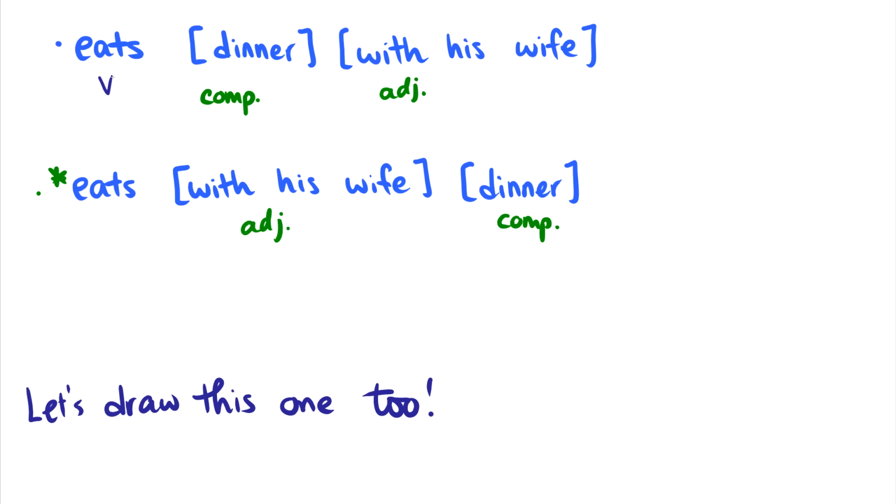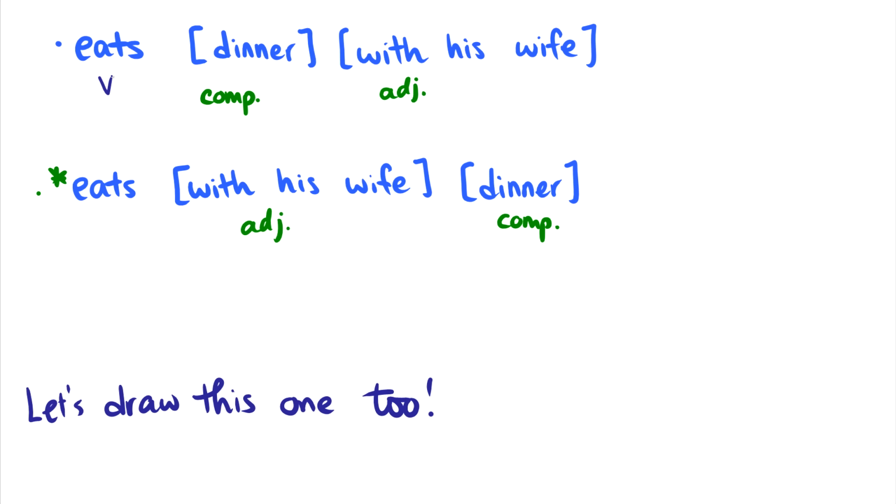If these were both adjuncts, then we could switch them. So eats with his wife at noon. Eats at noon with his wife. Those are both adjuncts. At noon is an adjunct, with his wife is an adjunct. But dinner is the object of what's being eaten, so it's the complement of eat.